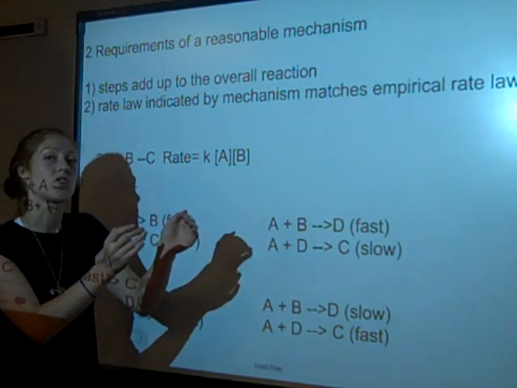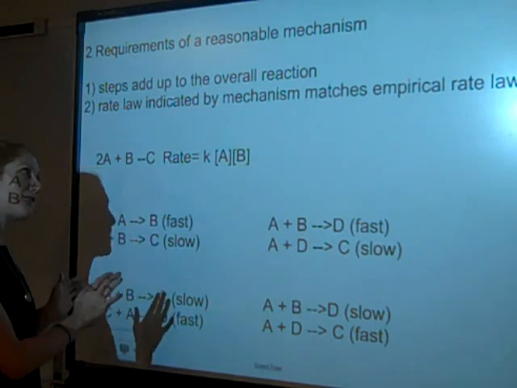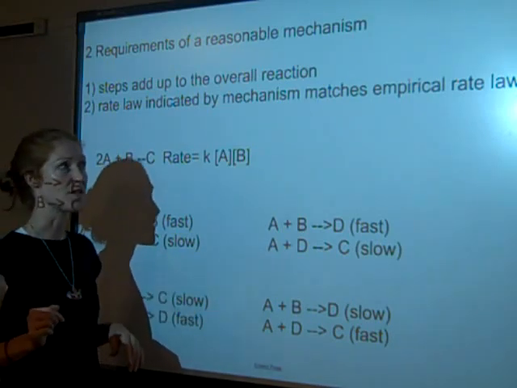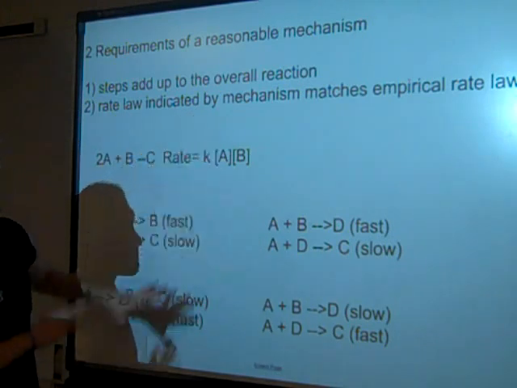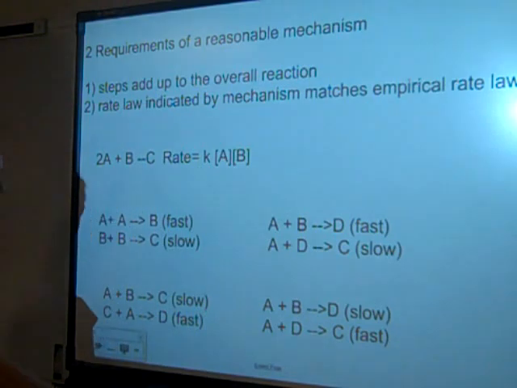And when I double the concentration of something else, I quadruple the rate, that's second order. And if I double the concentration of yet another thing and the rate doesn't change at all, well, that thing's going to be zero order. So whatever rate law you get from that mechanism, it has to match what you figured out in lab.